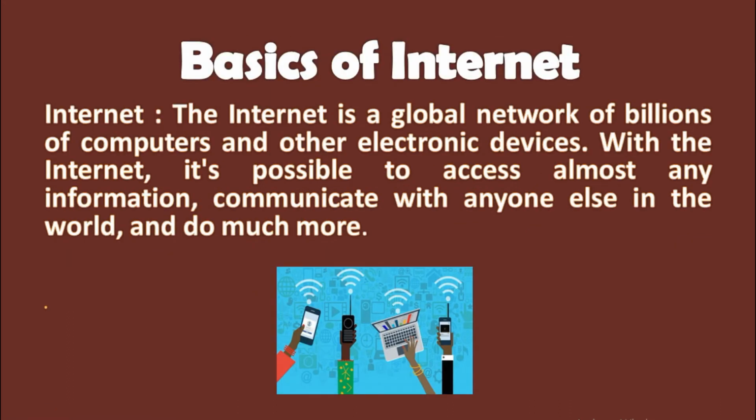Now let's start with the basics of internet. For the internet you should know first of all what is the internet. Internet is a global network of billions of computers and other electronic devices. With the internet, it is possible to access almost any information, communicate with anyone else in the world, and get many more types of information from the net.